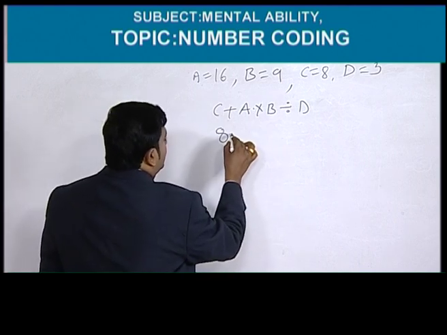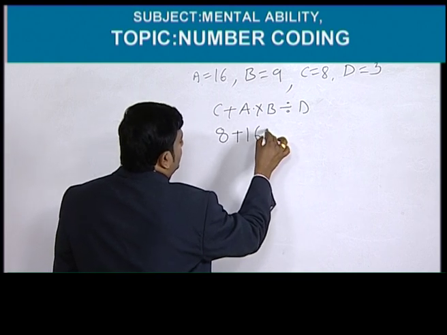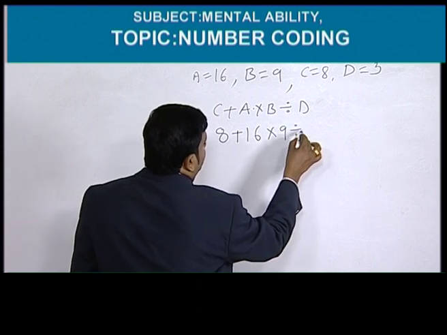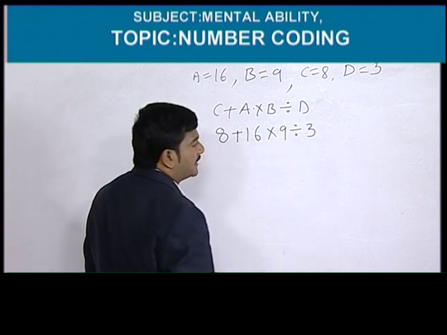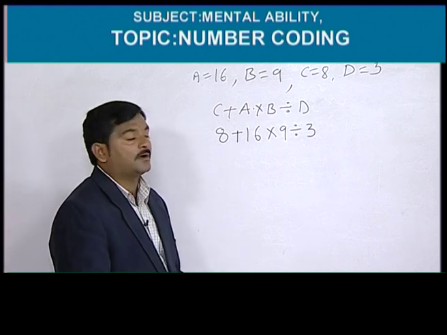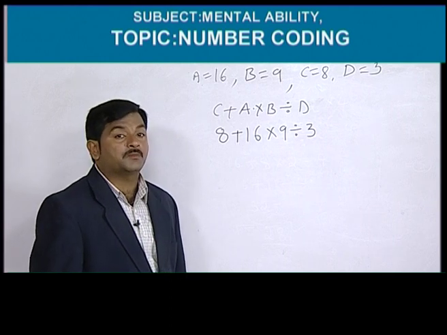Instead of C take 8, plus A means how much here? 16, into B means how much? 9, and finally D means how much here? 3. I substituted all these values. After getting all these values, now what I have to do? I have to apply the BODMAS rule concept.